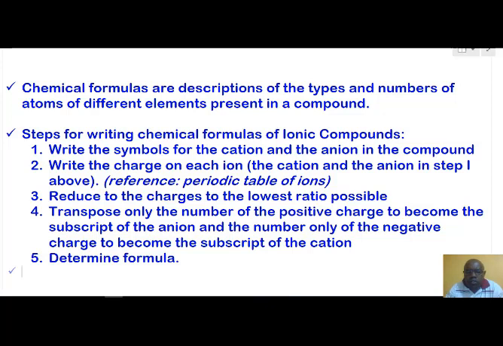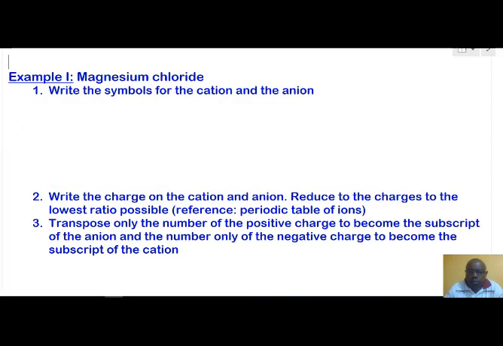Number 4, transpose only the number of the positive charge to become a subscript at the anion, and the number only of the negative charge to become a subscript of the cation. Lastly, write the formula. I'm now going to look at some examples of ionic compounds. My first example is magnesium chloride.